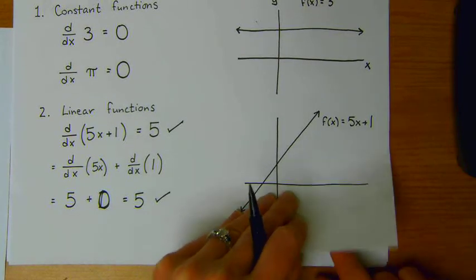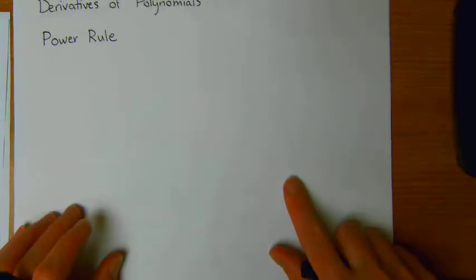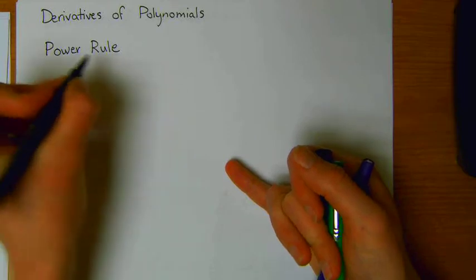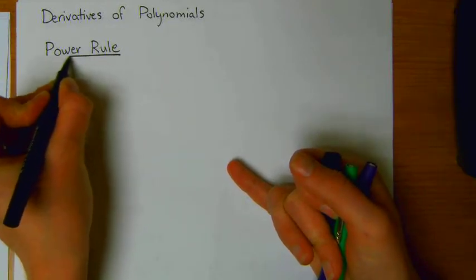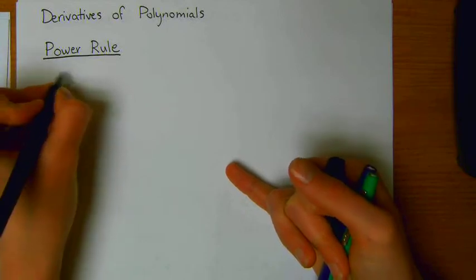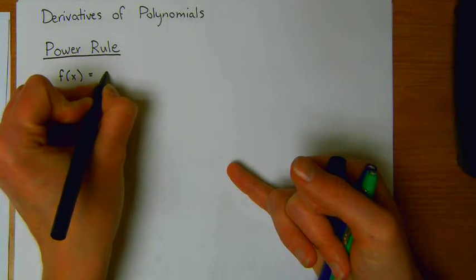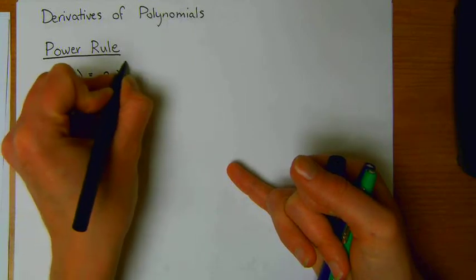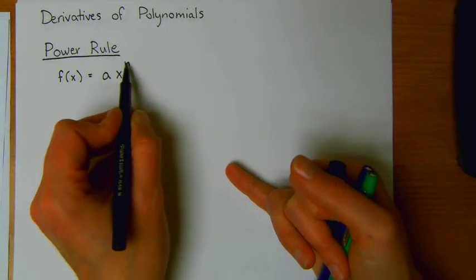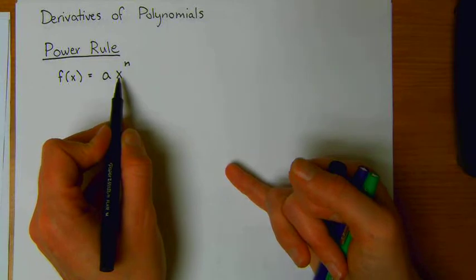Let's get to more complicated functions, and we're going to talk about power rule. Power rule, derivatives of polynomials. Power rule only applies to polynomials. Polynomials are functions of the form, maybe I'll call this f of x equals ax to the n, and I can have multiple terms with different coefficients and different exponents, where these are numbers and these are numbers, and the x is the variable.